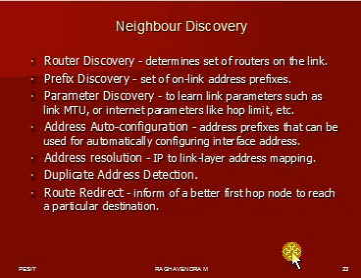And we see neighbor discovery. Router discovery determines a set of routers on the link. Prefix discovery means a set of on-link address prefixes. Parameter discovery means learning link parameters such as the link MTU, or internet parameters like hop limit. Address autoconfiguration covers address prefixes that can be used for automatically configuring interface addresses. Address resolution is IP to link layer address mapping, along with duplicate address detection. Also route redirect means informing of a better first-hop node to reach a particular destination.